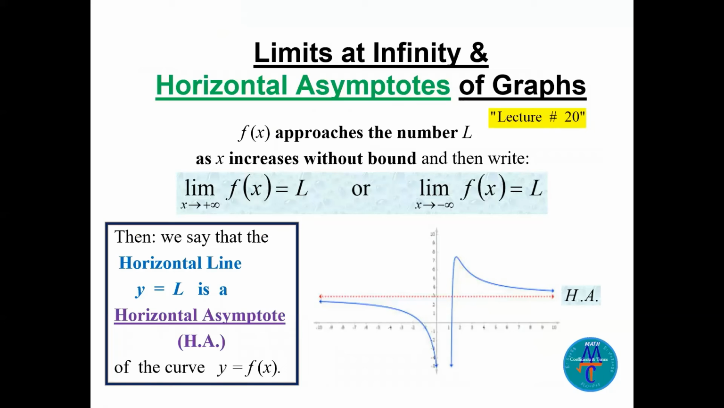Limits at infinity, this is related to horizontal asymptotes. We have the limit of the function as x goes to plus infinity, and the limit is L, it's a number. Or we have the limit of the function as x goes to minus infinity. Also, it can be L, another number. So if we go here without bound on the x, and the limit is a number, then this is a horizontal asymptote. The horizontal asymptote, we can always write it as y equals L.